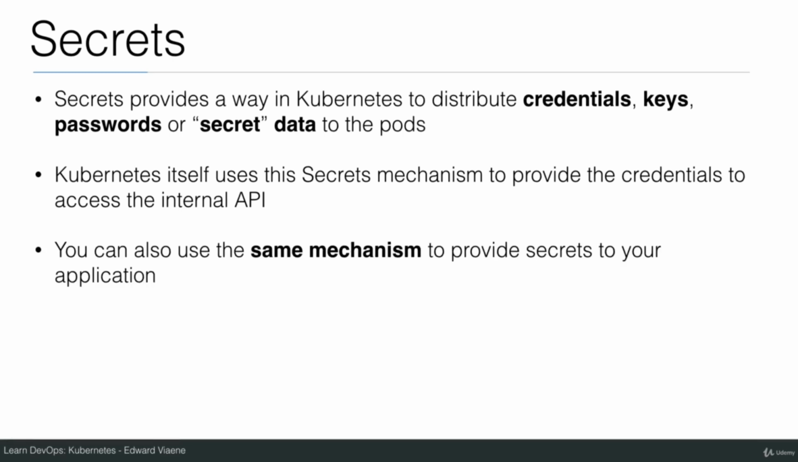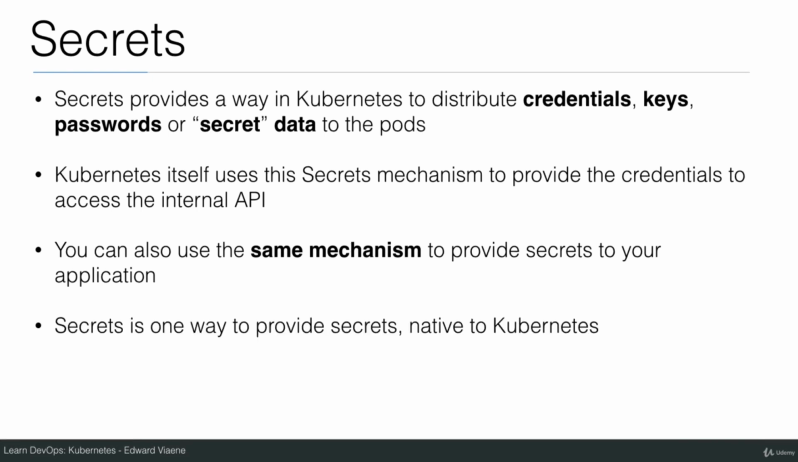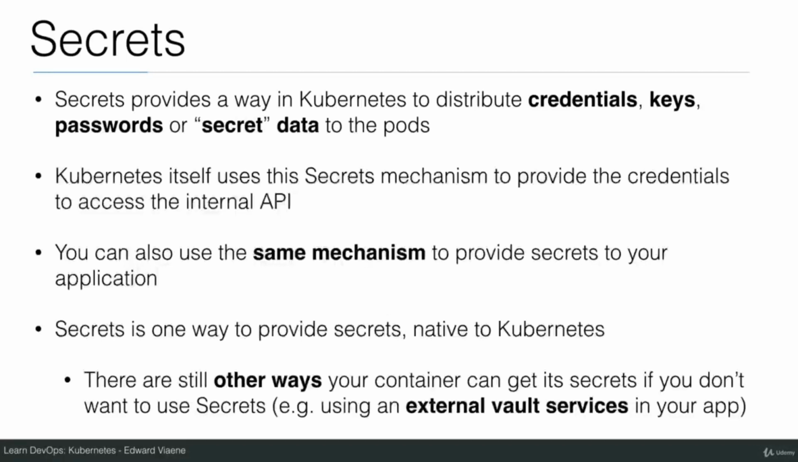You can also use the same mechanism to provide secrets to your application. If you have an application that needs credentials, you can use this same mechanism. Secrets could be, for instance, a database login and password, or anything that needs to be kept secret. Secrets is one way to provide secrets, native to Kubernetes. There are still other ways your container can get its secrets if you don't want to use the secrets in Kubernetes. For instance, you could be using an external vault service in your app.